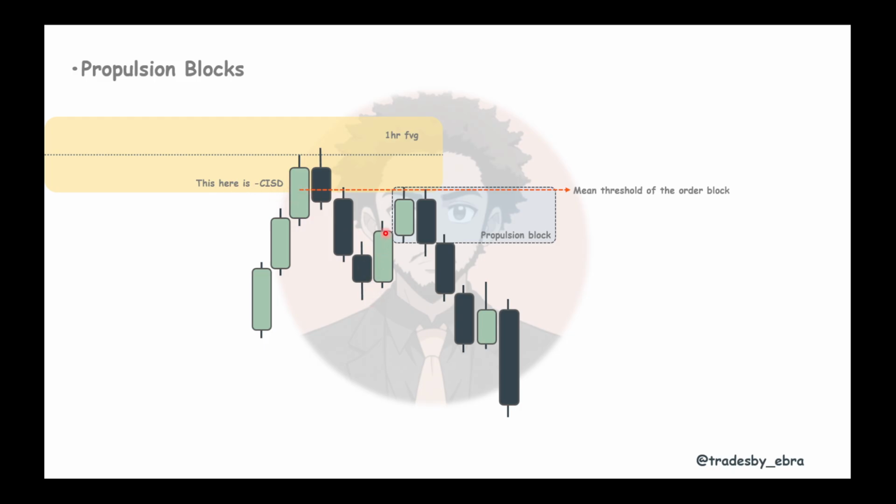So price comes, this respects that fair value gap. The same candle, or the same color, whatever color you use, so long as it's the same color, trades back into that order block. That candle trading back to the mean threshold of the order block becomes a propulsion block. So you want to see the drop, market structure shift, fair value gap traded there. We're going to see price moving lower in the narrative that the market is going to be bearish.